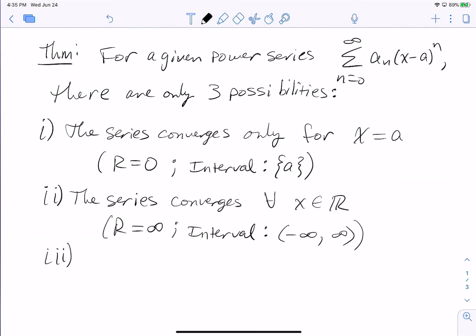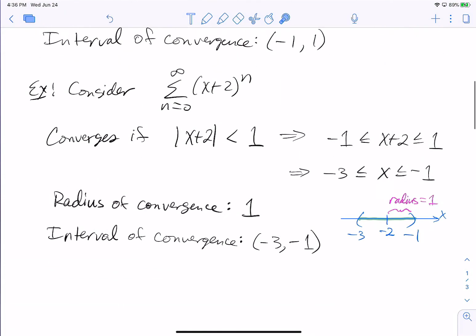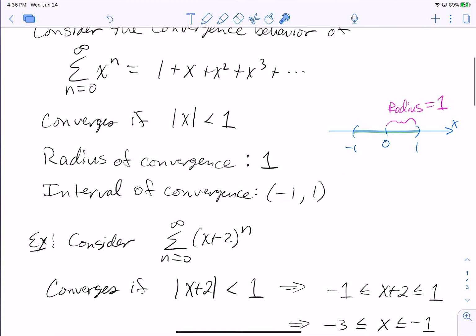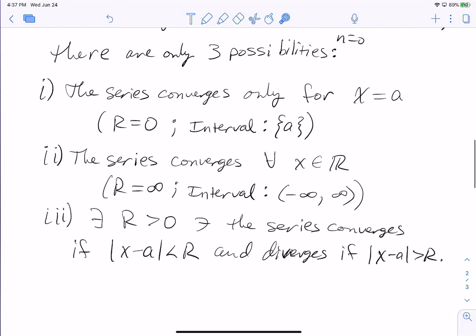The third case is the one that's more common. There exists a number r greater than 0 such that the series converges if the absolute value of x minus a is less than r, and diverges if the absolute value of x minus a is greater than r. And this was the case in the second example, actually the first example too, that we looked at. If x is between -3 and -1, it would have converged. Everything outside of that interval would give us divergence.